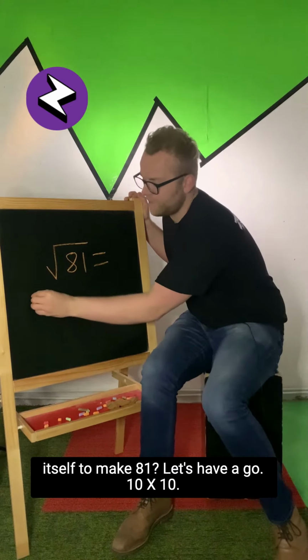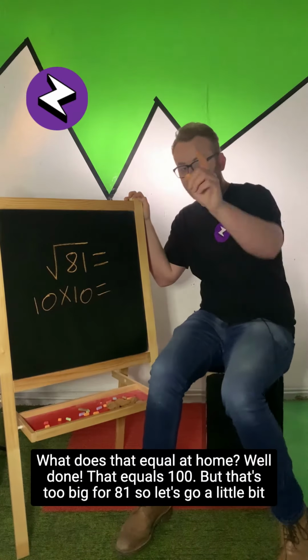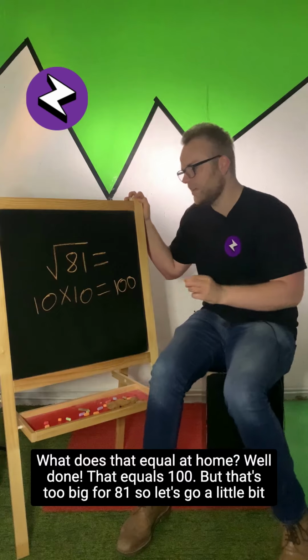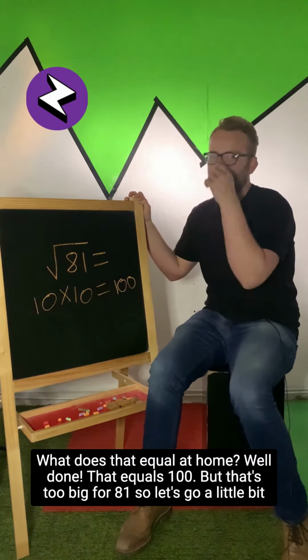Let's go big. Okay? Let's go 10 times 10. Okay, what does that equal at home? Well done. That equals 100. Okay, but that's too big for 81. So the answer can't be 10. Let's go a little bit lower.